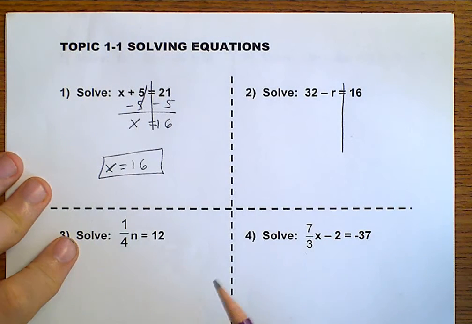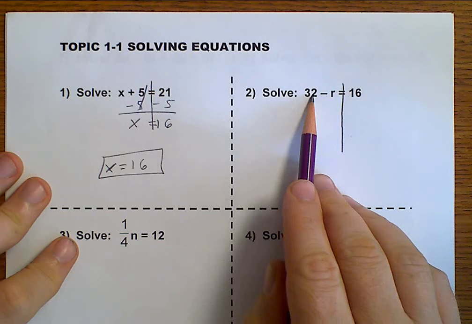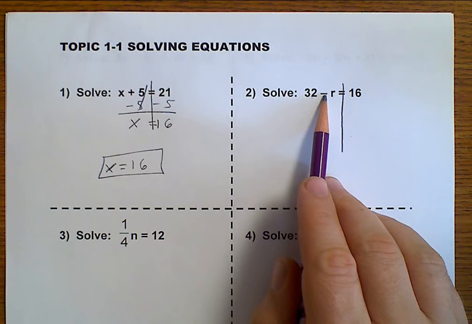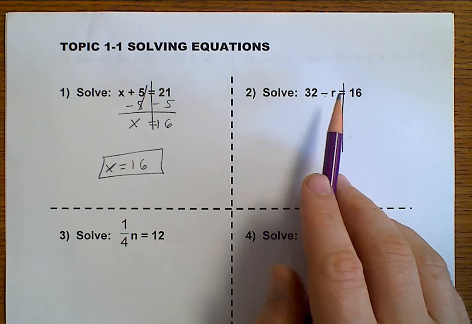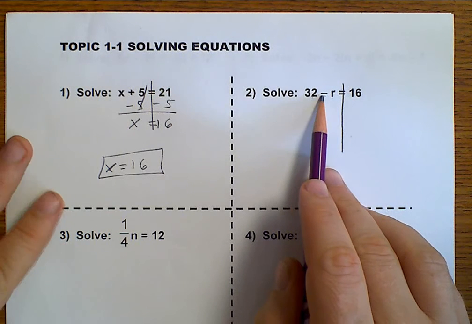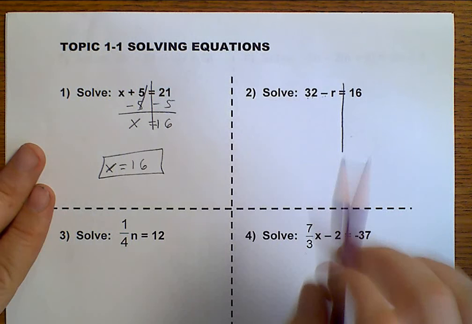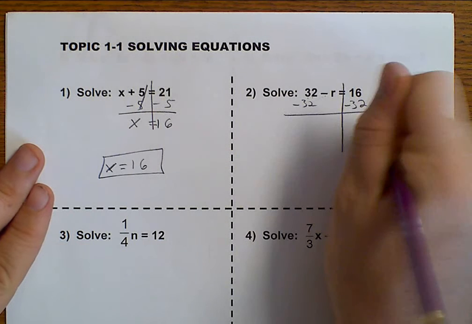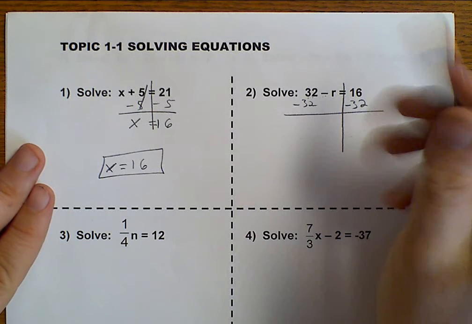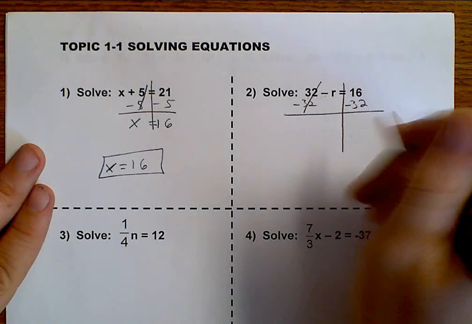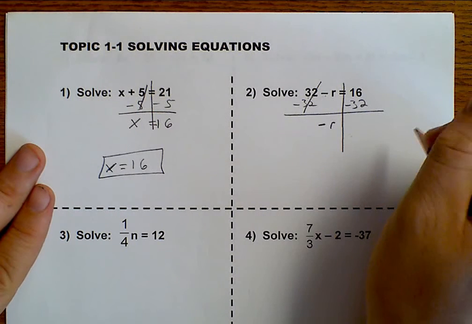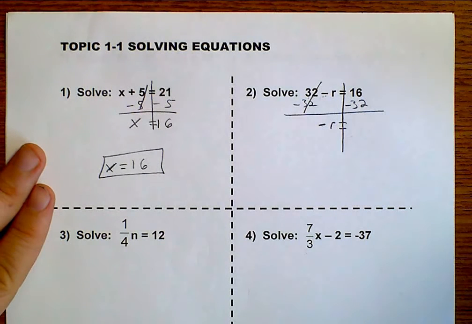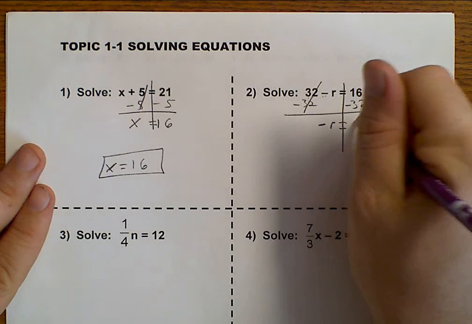Well, again, I want to get this 32 away from the r. It's connected through subtraction, and addition and subtraction are the same thing, so that means I need to either add or subtract to get rid of it. And as I want to get rid of a positive 32, I'm going to have to subtract 32. Now, what I do to one side, I have to do to the other. 32 minus 32 goes away, so we're left with a negative r. That minus sign drops down and becomes a negative. And 16 minus 32 is a negative 16.